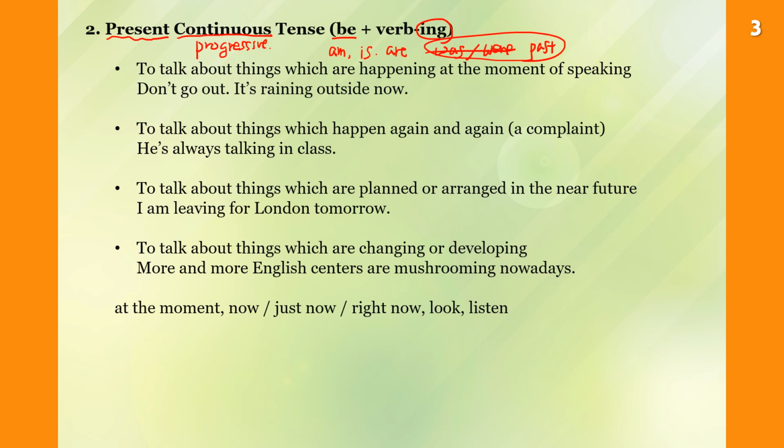So you use present continuous or present progressive to talk about things that are happening at the moment of speaking. I am teaching present continuous. So here, don't go out. It's raining outside now. It is raining outside now.